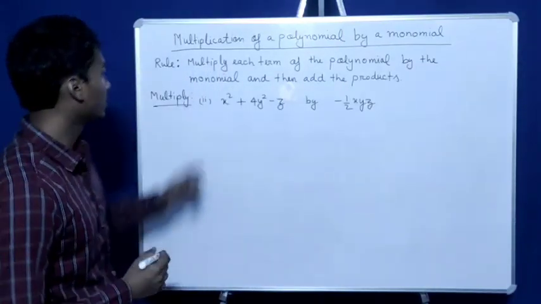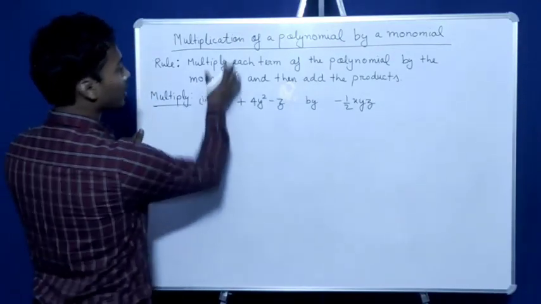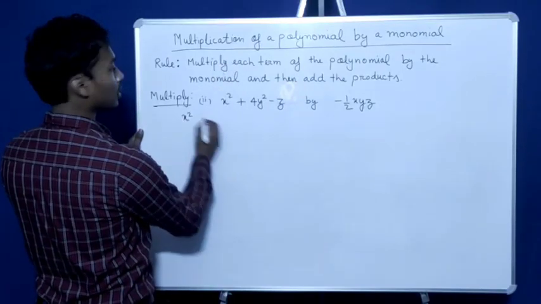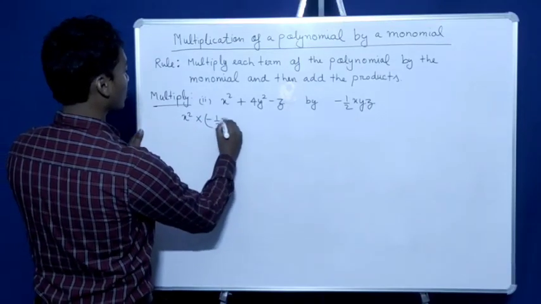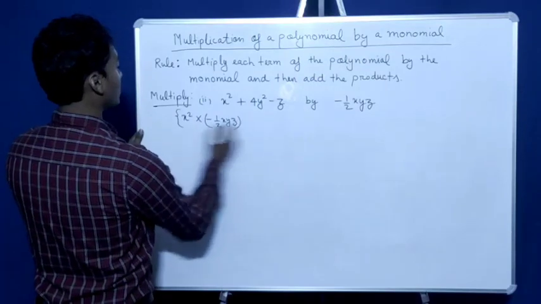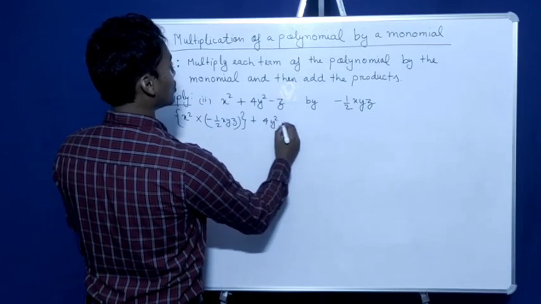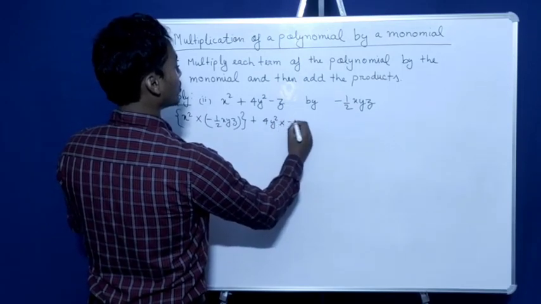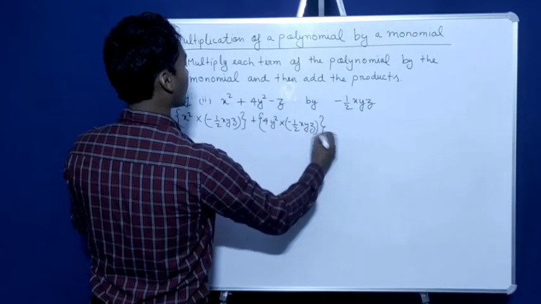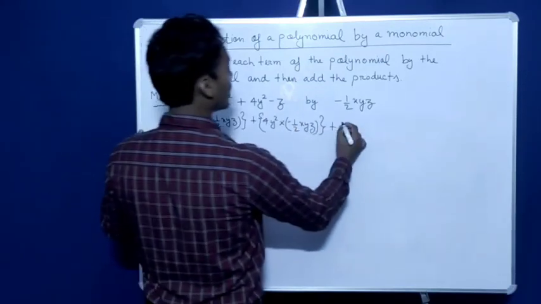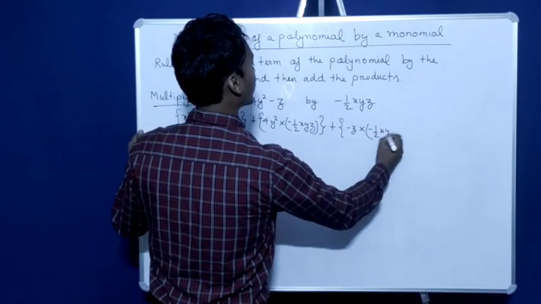Now let's multiply a 3-term polynomial by a monomial. So we'll apply the rule, that is first term multiplied by the monomial, negative 1 by 2 xyz. Then the products will be added to the second term multiplied by the monomial, into negative 1 by 2 xyz, plus third term is negative z, so negative z multiplied by negative 1 by 2 xyz.